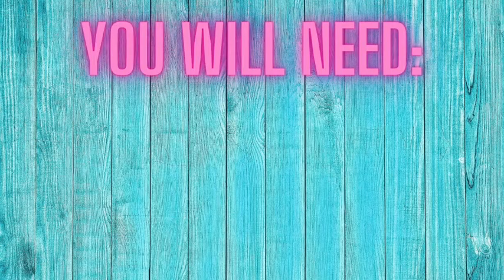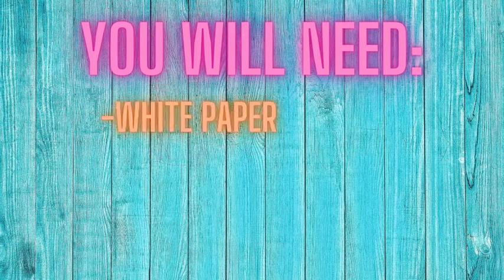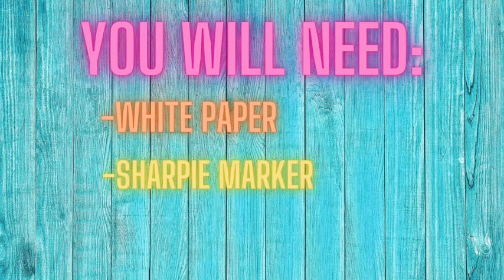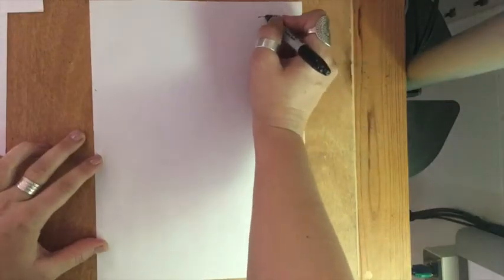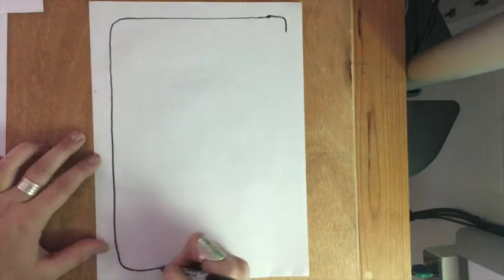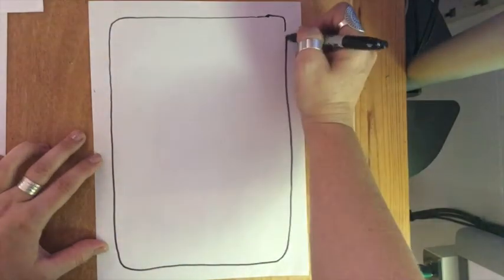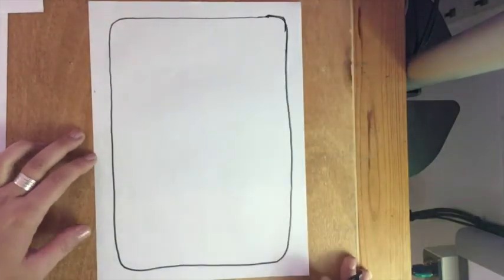For this project, you will need a piece of white paper. If you are at home, you can use your sketchbook for this project, or you can use another white paper. You'll need a Sharpie marker or any thicker black pen and something to color with. I prefer crayons because you can layer them for a shaded look, but you could also use colored pencils or markers. So first, I'd like you to draw a frame around the outside of your paper. You don't have to use a ruler, and it doesn't have to be perfectly straight.